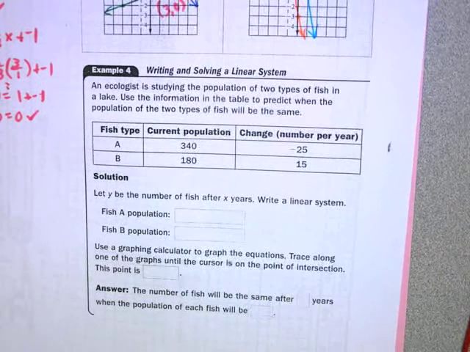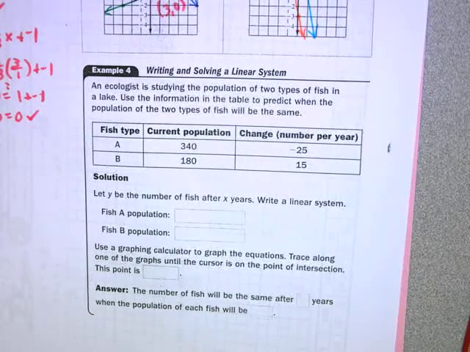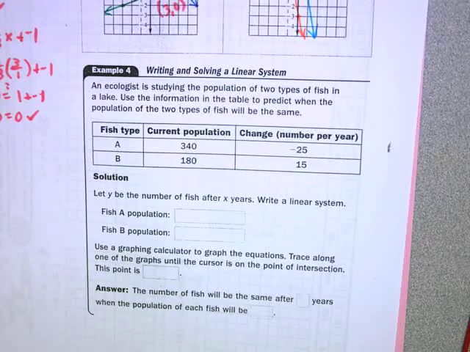All right, in example 4 down here, we're going to talk about a word problem and why we would need a system to help us solve a real-world problem. So we have an ecologist, and they're studying the population of 2 types of fish in a lake. Using the information in the table, you're going to predict when the population of the 2 types of fish will be the same. So that basically would mean where they intersect, right? So we have fish type A. The current population is 340 of them, and they're going down by 25 a year. Fish type B, the current population is 180, and they're going up 15 a year.